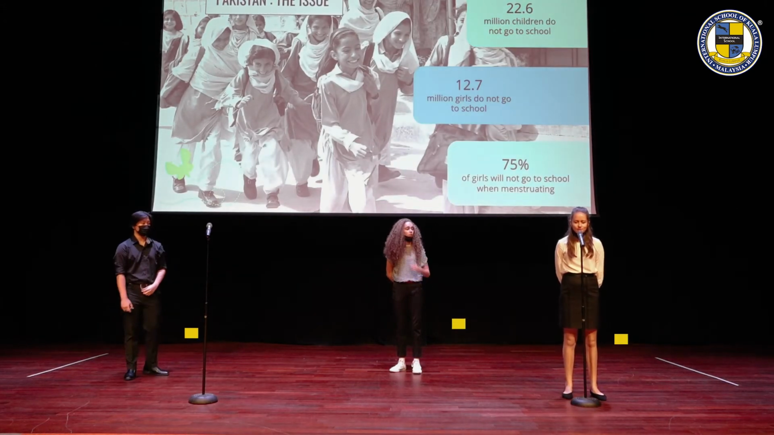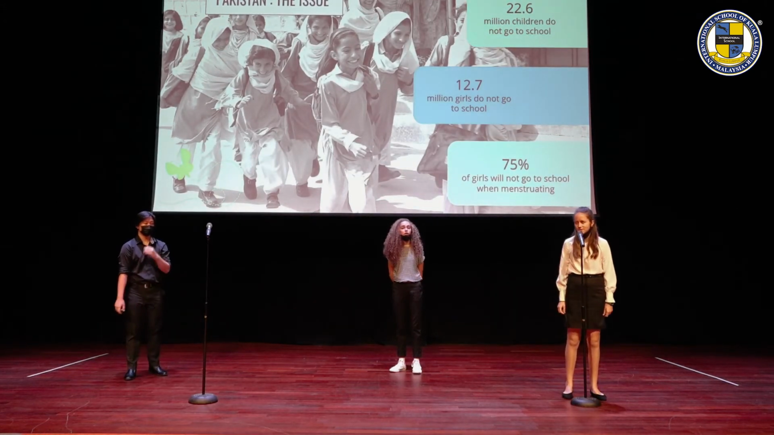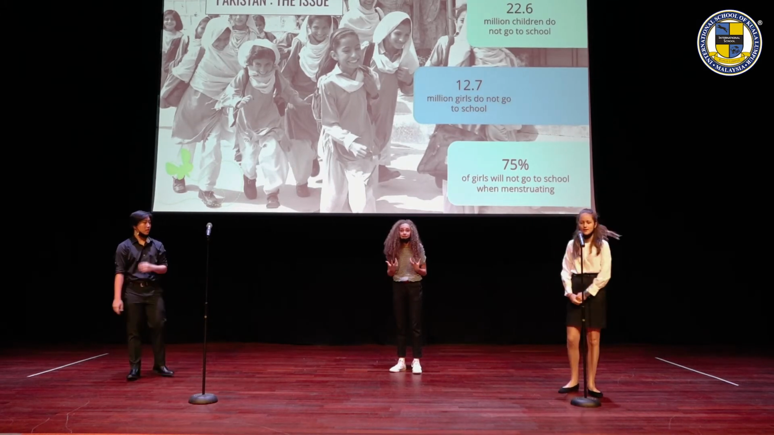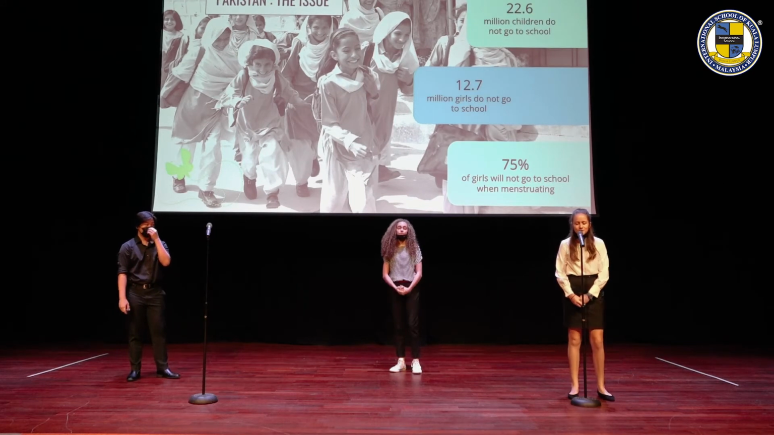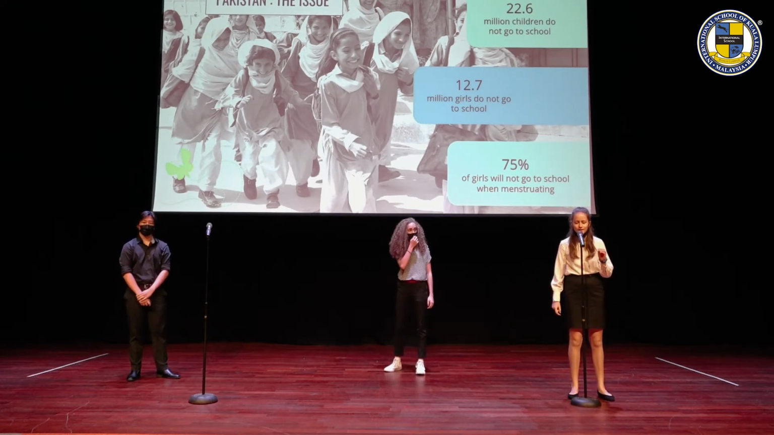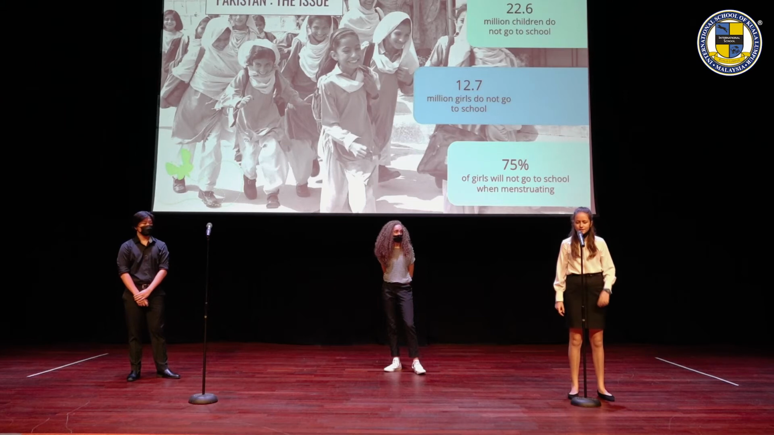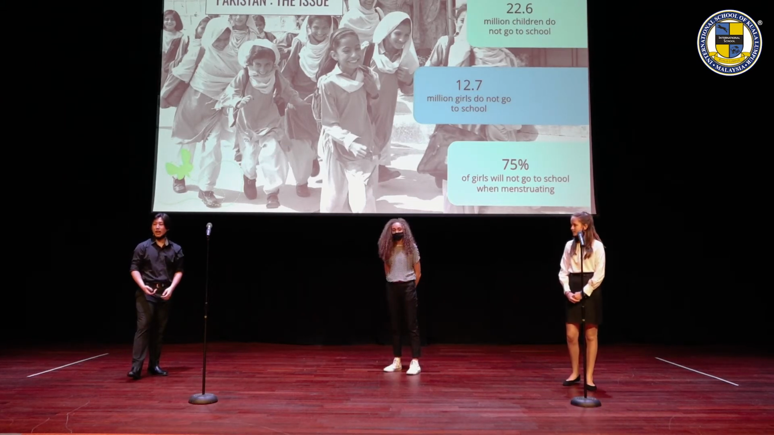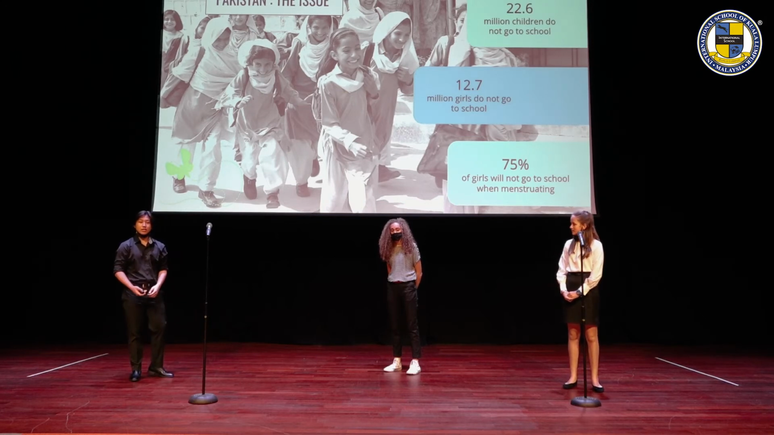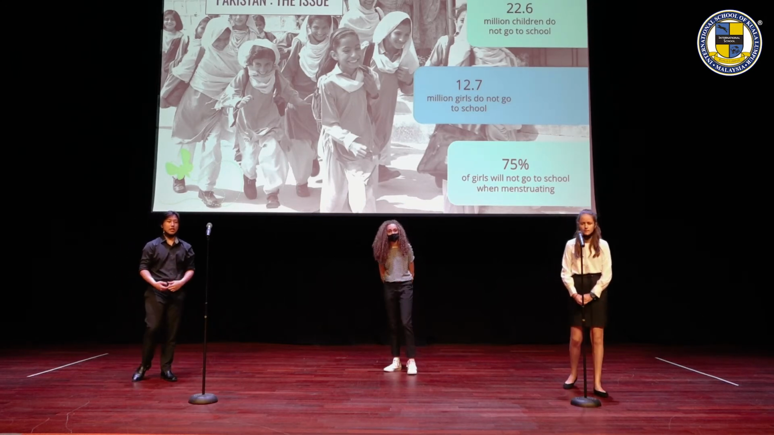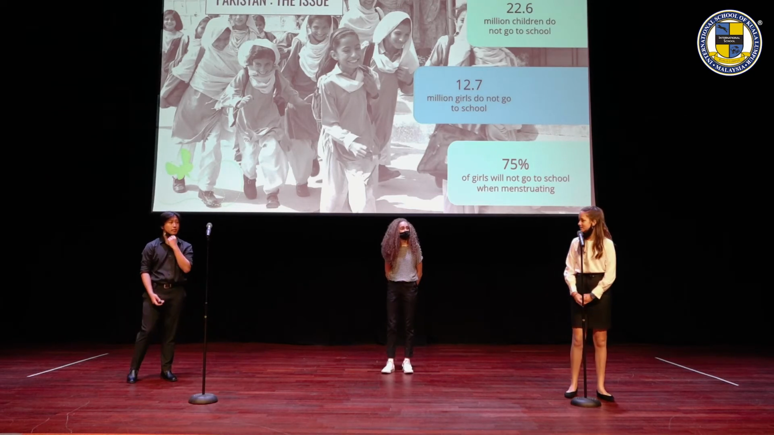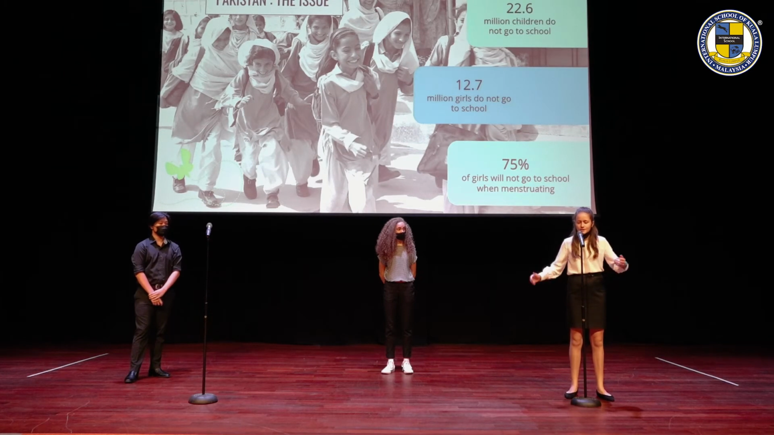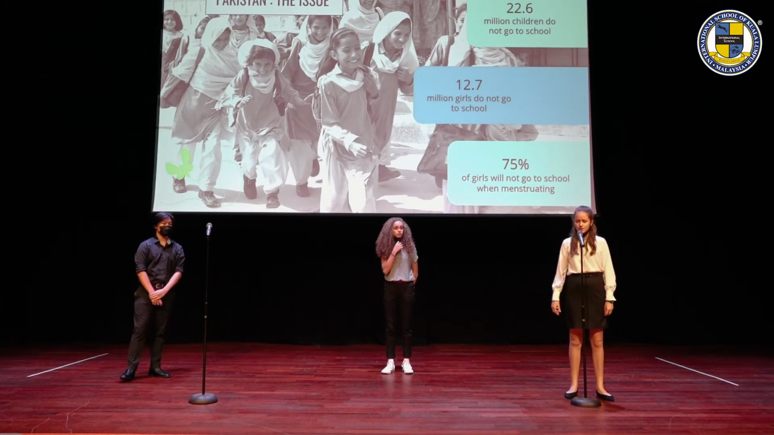In Pakistan, 22.6 million children don't go to school. 12.7 million girls are unable to have access to education. 75% of girls will not go to school when menstruating, meaning they will miss 45 days of school per year. And according to Project Drawdown, the leading source for climate solutions, educating girls is the 6th best solution to help decrease the amount of greenhouse gases in the atmosphere. Educating girls enhances workforce, saves lives, and turns out to have a dramatic bearing on climate change.